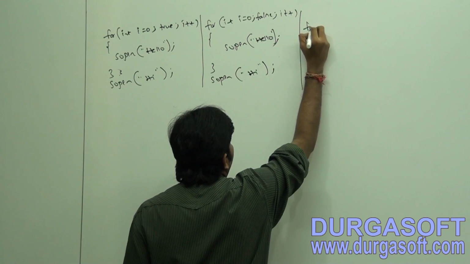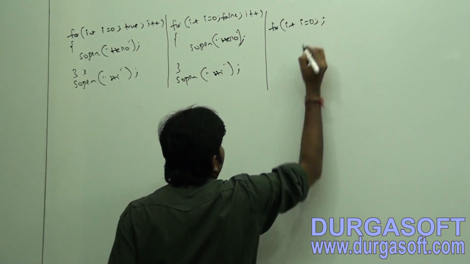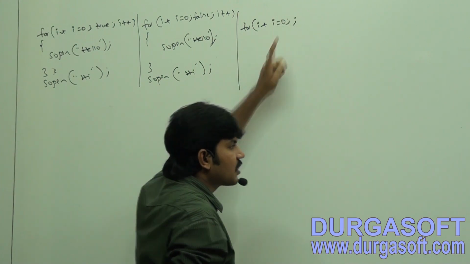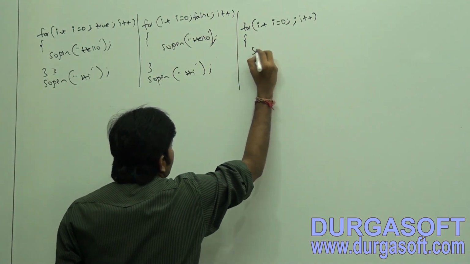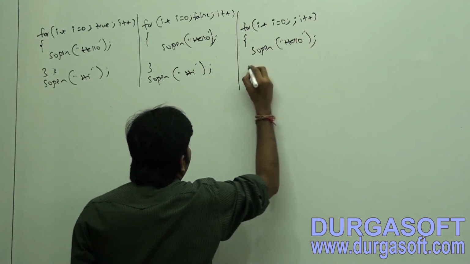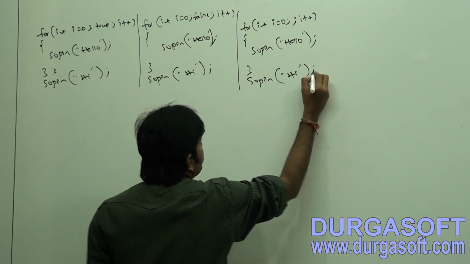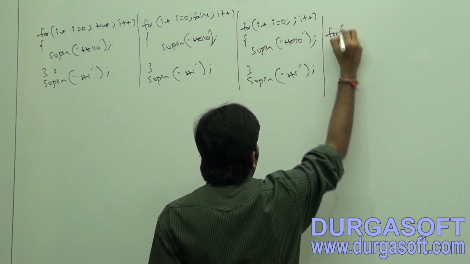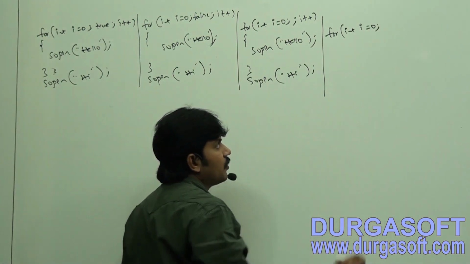Next, for int i = 0; semicolon. Can you tell, is it optional or not? Yes, conditional expression is optional. i++, System.out.println("hello") and then SOP of hi. Next, for int i = 0.